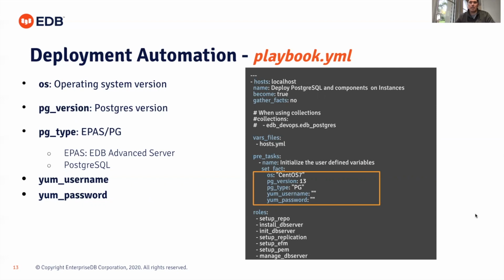The PG type variable is the database engine type we want to deploy. It could be EPAS for EDB Postgres Advanced Server or PG for PostgreSQL. The yum username and yum password variables set the credentials for accessing the EDB RPM repository.